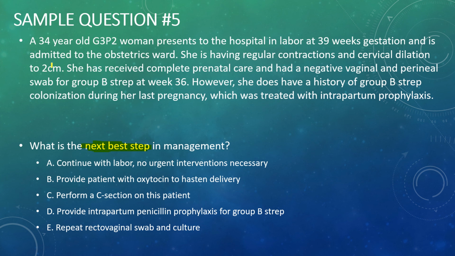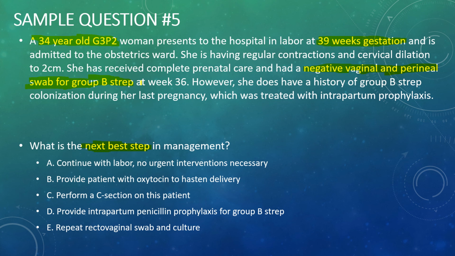So let's talk about this case here. 34-year-old G3P2, so she's pregnant and has had 2 deliveries in the past, presents to the hospital at 39 weeks gestation in labor, so she's delivering now, and is admitted to the obstetrics ward. She's having regular contractions and cervical dilation to 2 centimeters. She received complete prenatal care and had a negative vaginal and perineal swab for Group B strep at week 36, so she got screened.